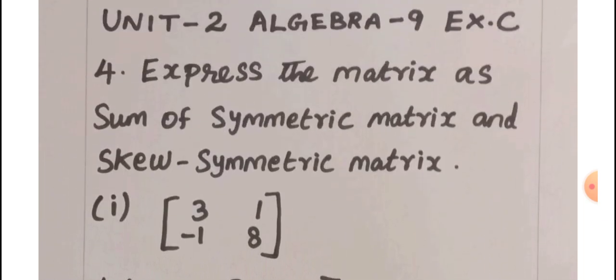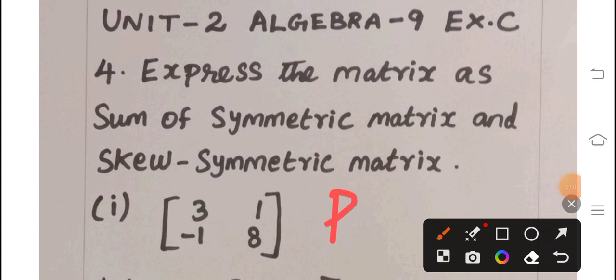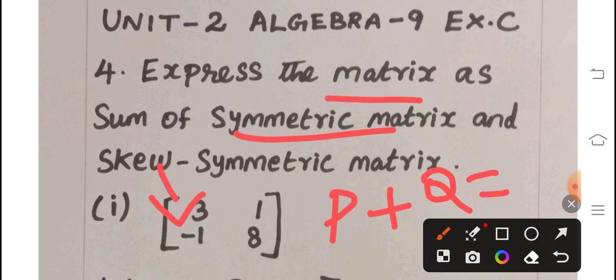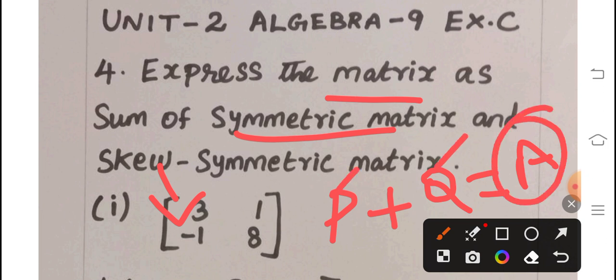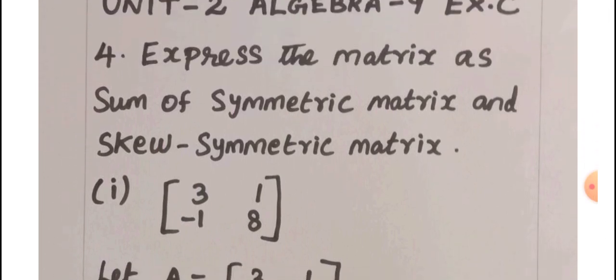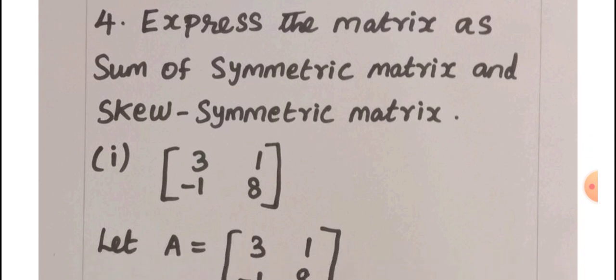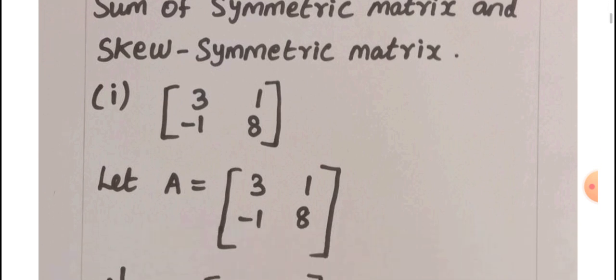We're going to express this matrix as sum of symmetric and skew symmetric matrix. For example, consider one symmetric matrix as P and a skew symmetric matrix as Q. Both you add, and you express this matrix A as the sum of the symmetric matrix and the skew symmetric matrix. That is what they are asking. Somewhat understood the question? When we add one symmetric matrix and one skew symmetric matrix, we get this matrix.